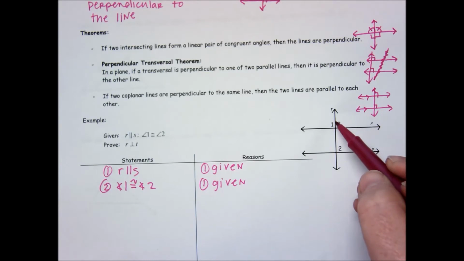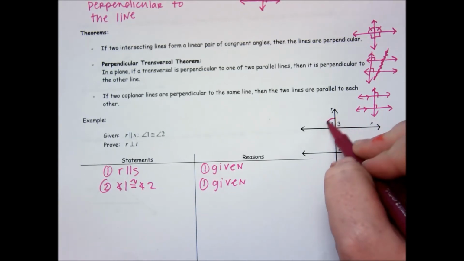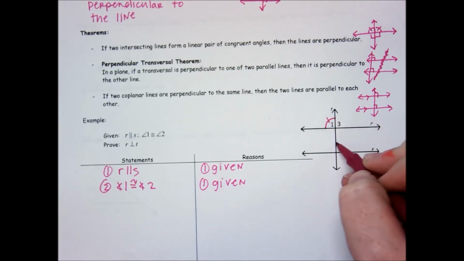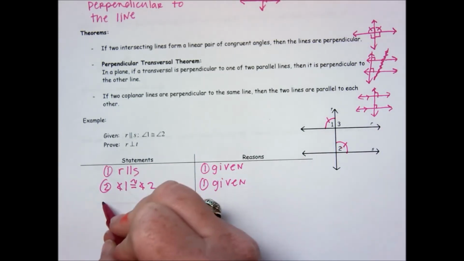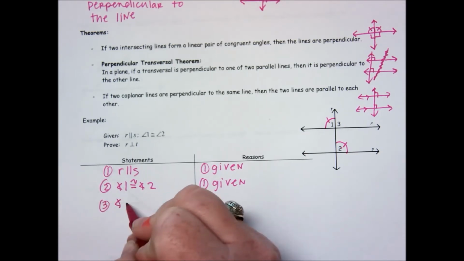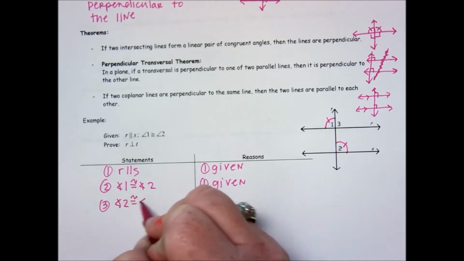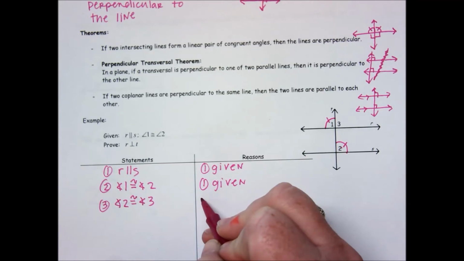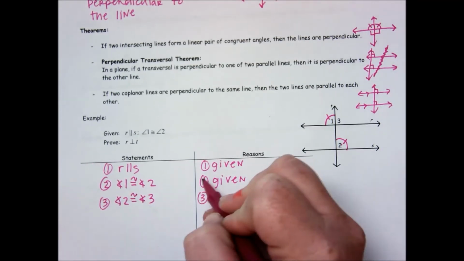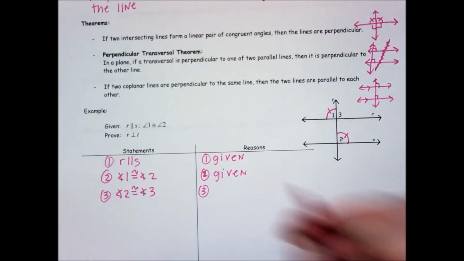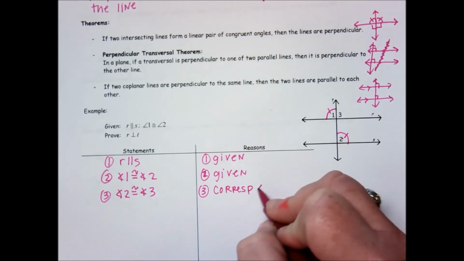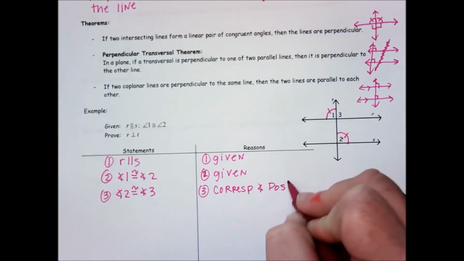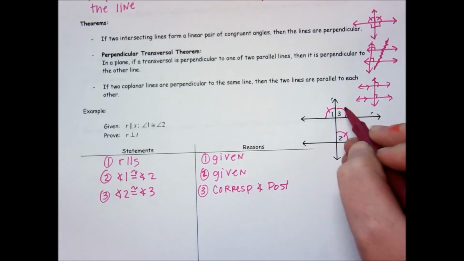I don't know anything about 1 and 3 yet, but I know that 1 is congruent to 2. Well, let's look at 2 and 3. Are those two angles congruent? Yes, angle 2 is congruent to angle 3 because they are corresponding angles. So we use the corresponding angle postulate to say that angle 2 and angle 3 are congruent.